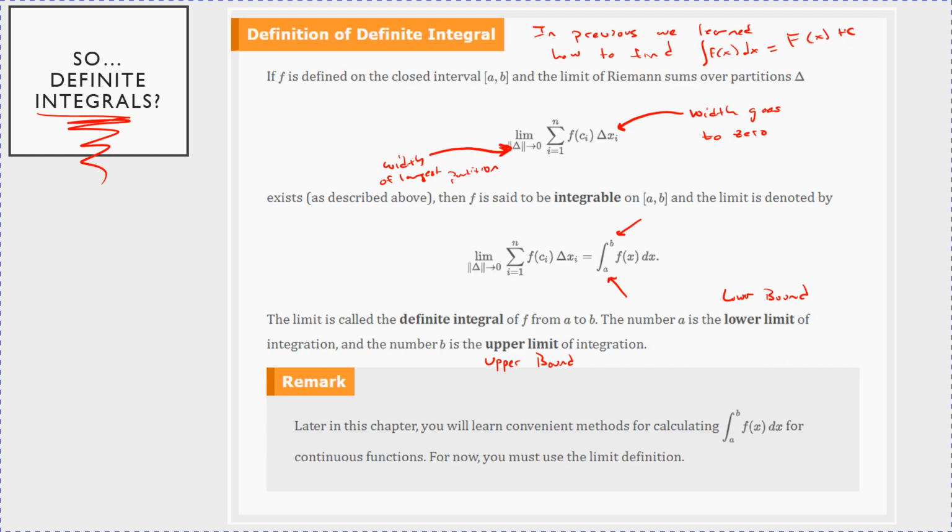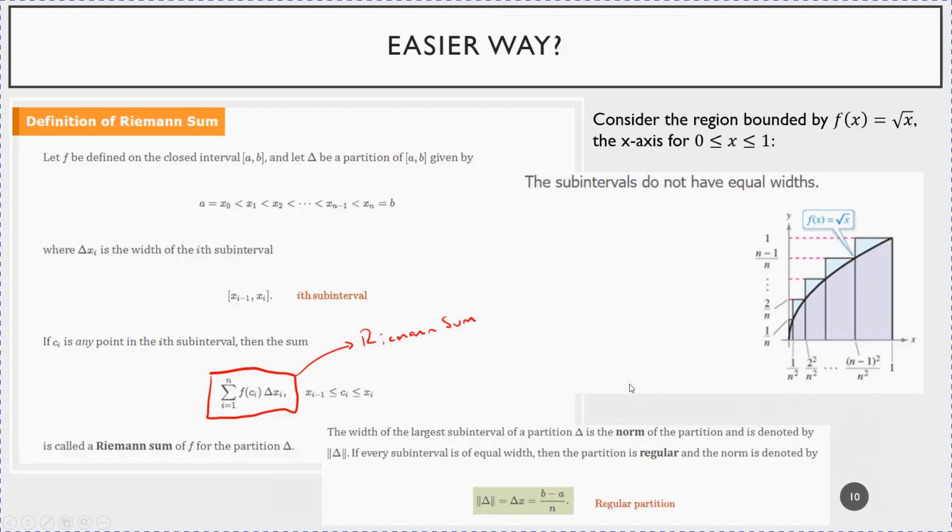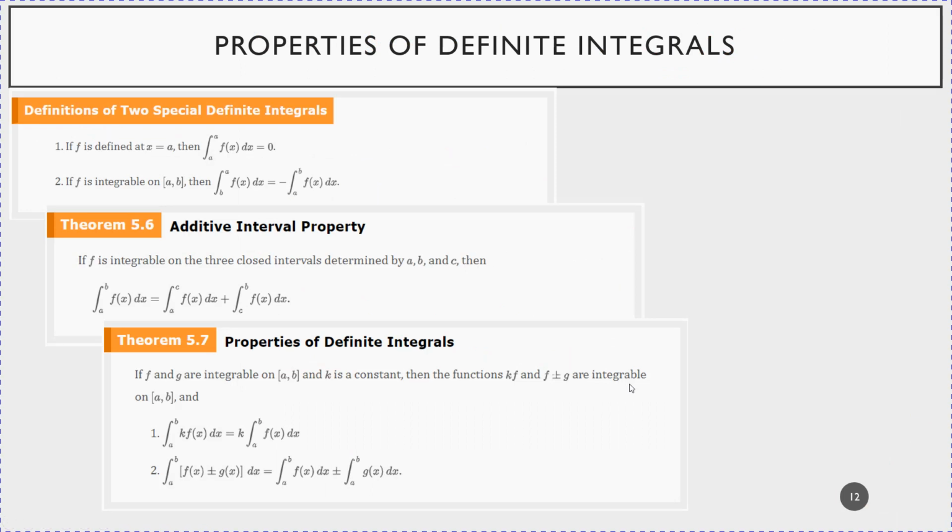So what's different here is I'm going to show you how to evaluate this later on, not in this lecture, in a coming lecture. I'm going to show you convenient methods for calculating this for continuous functions. For now we're going to use the limit definition, but going forward we will no longer use the limit definition. We won't have to do this crazy amount of work that I've just done. And here are some quick properties, and then in the next lecture I'm going to show you how to evaluate these.